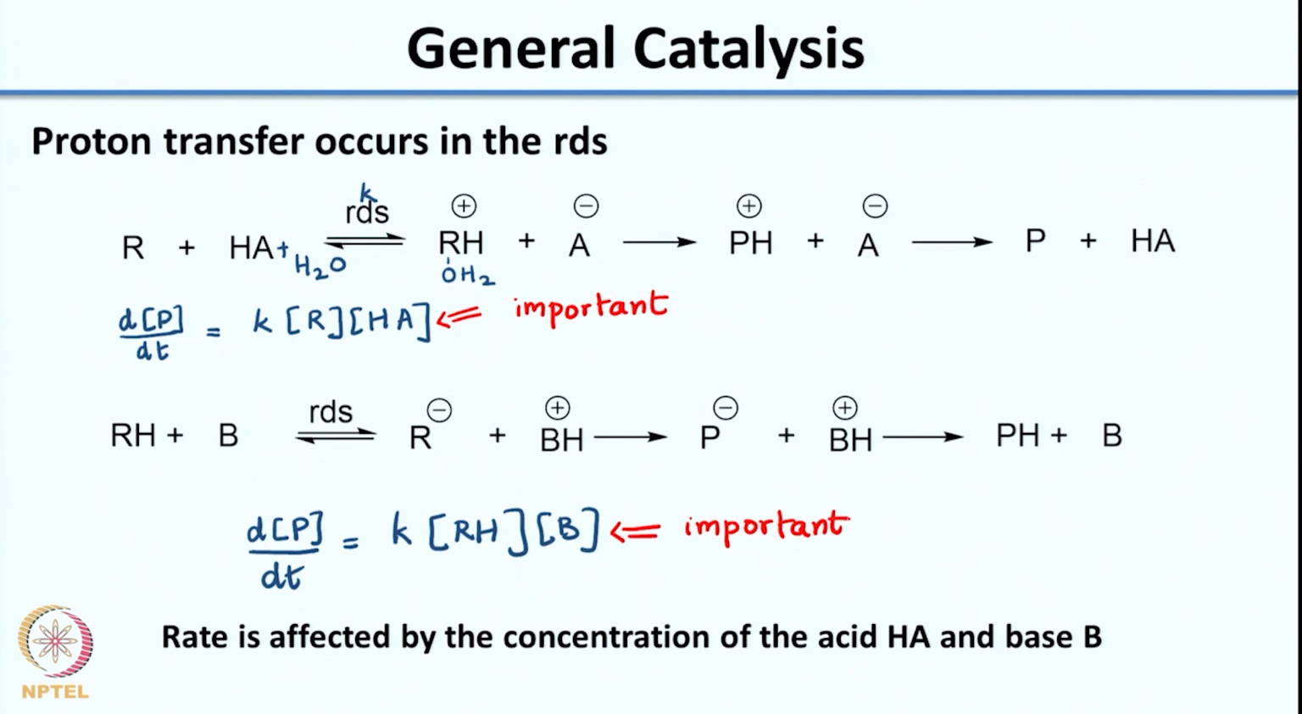So essentially when you do the kinetics for these reactions which are under general acid or general base catalysis, you would see that the concentration of the acid or the concentration of the base plays a very important role. That is what I have written here: the rate is affected by the concentration of the acid HA and the base B. The main difference from specific acid catalysis is that in this case the acid that you add is involved in the rate determining step. So that is the big difference between specific and general catalysis.